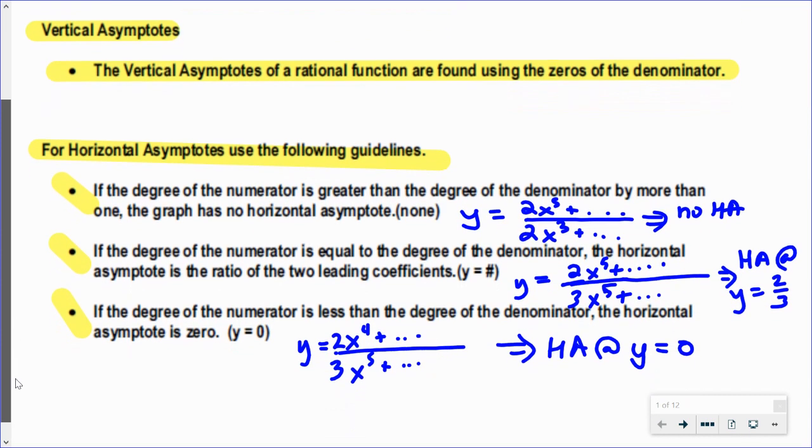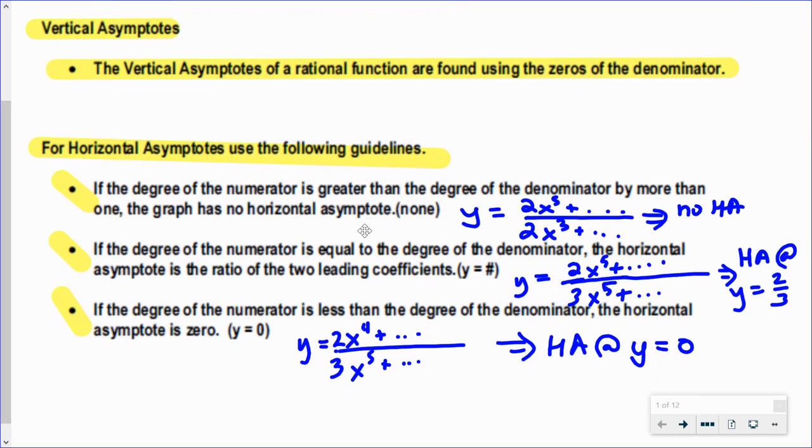For a horizontal asymptote, we have these guidelines. If the degree of the numerator is greater than the degree of the denominator by more than 1, the graph has no horizontal asymptote. That'd be a situation like this, where the leading term of the numerator has a degree of 5 and the leading term of the denominator has a degree of 3. If the degree of the numerator is equal to the degree of the denominator, then the horizontal asymptote is the ratio of the two leading coefficients.